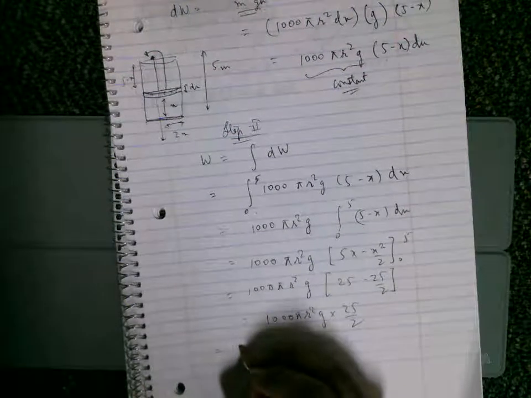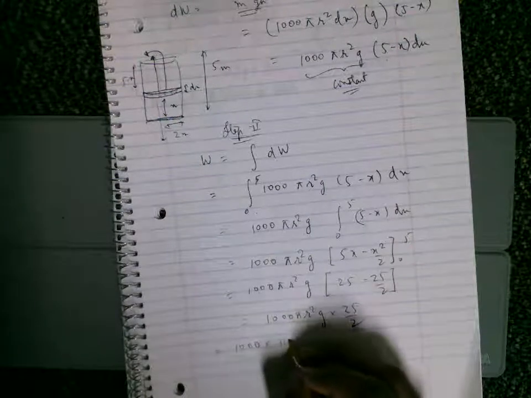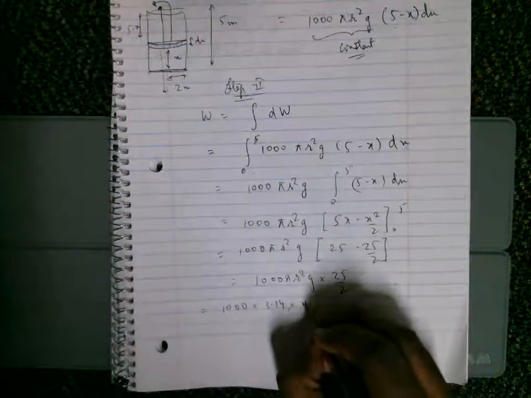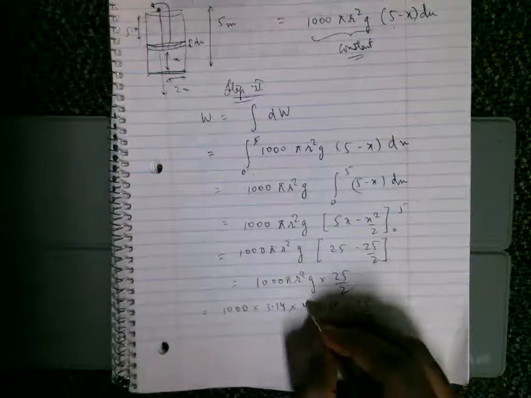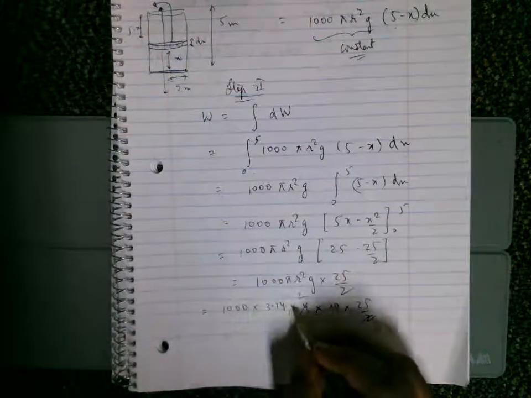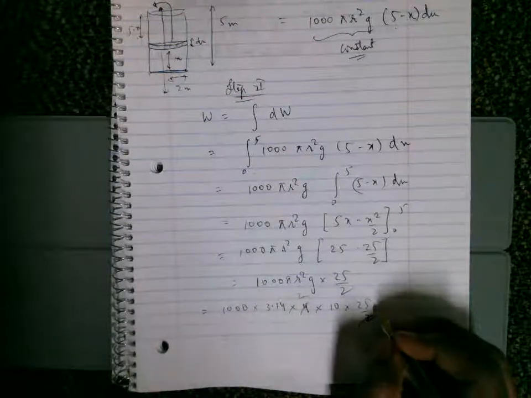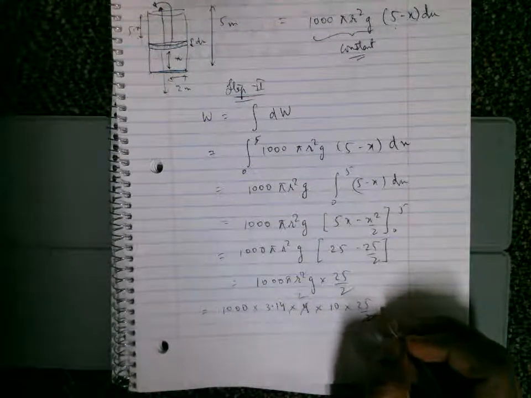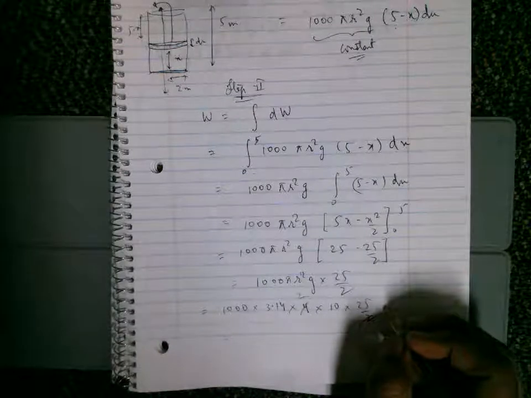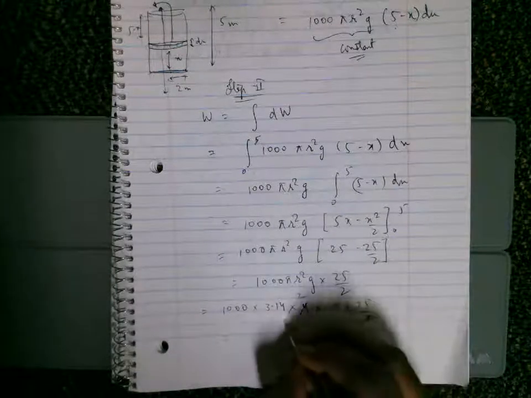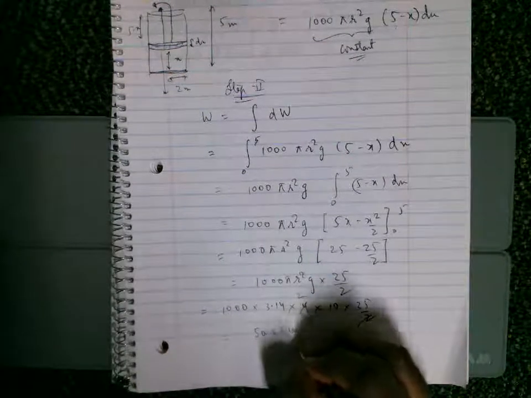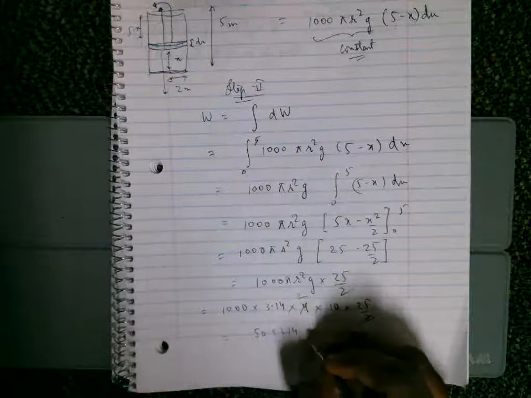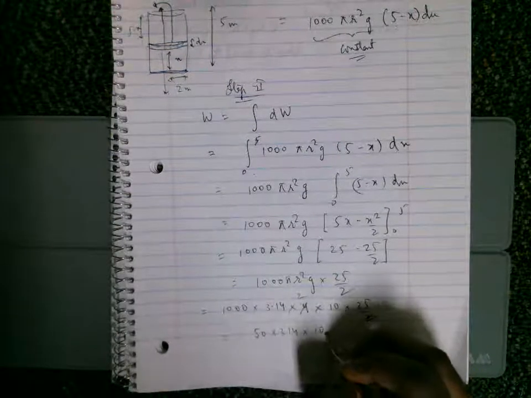And now we can substitute all the values. So 1000 pi is 3.14, r is 2, the radius of this cylinder. So r square is 4 and g is 10 and 25 by 2 is 25 by 2. So this is 2 times 2. So this is equal to 25 to the 50, 50 times 3.14 times 10,000.